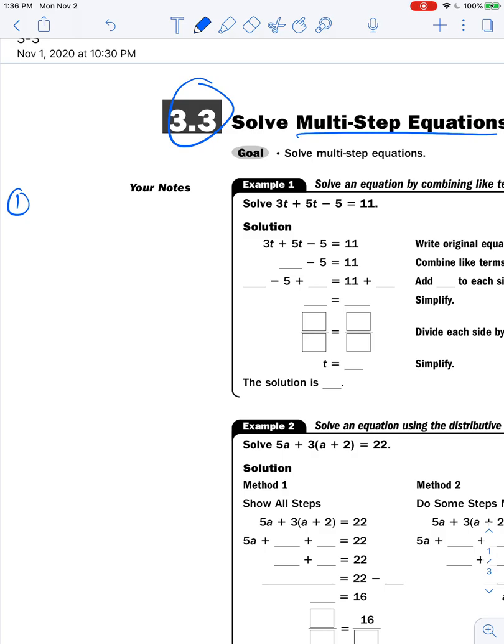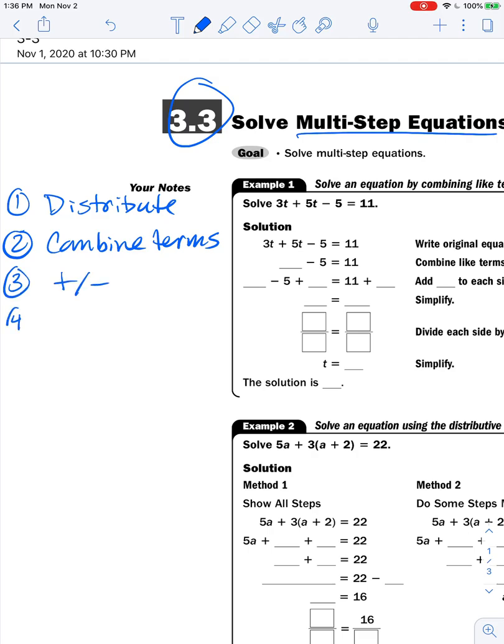So the first thing that I would do is I would look for opportunities to distribute. And you're going to know that you need to distribute because there will be some parentheses. So the first thing that you will do, if needed, is distribute. The second thing you will do, if needed, is to combine like terms. And then after that, you will do any adding or subtracting that you need to do. And then lastly, you will do any multiplying or dividing.